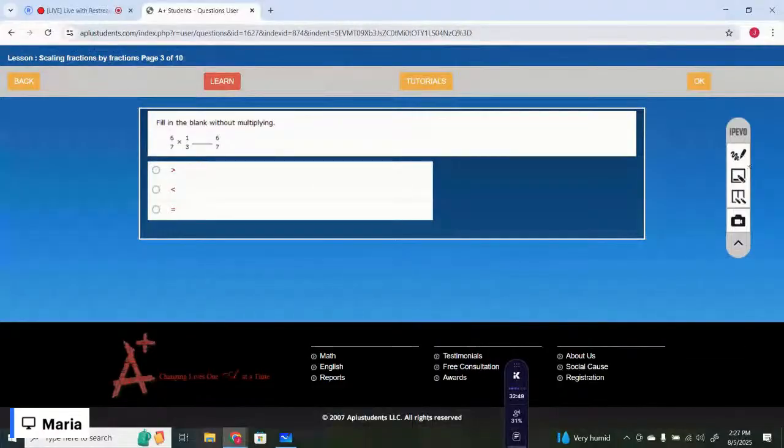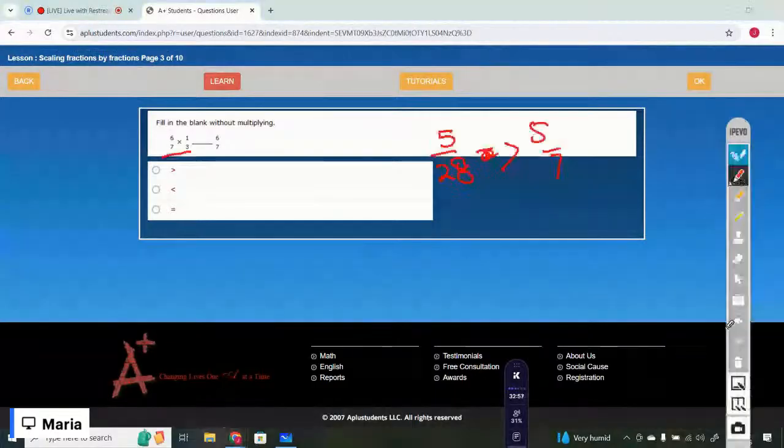Fill in the blank without multiplying 6 by 7 times 1 by 3. We need to compare the product with 6 by 7. So let's multiply these two fractions. 6 times 1 is 6 and 7 times 3 makes 21. So we have 6 out of 21. We need to compare it to 6 by 7. So is 6 by 21 less than 6 by 7 or greater than 6 by 7?